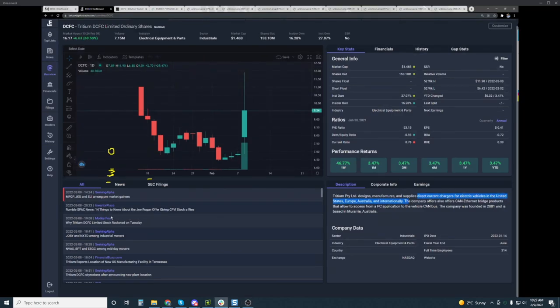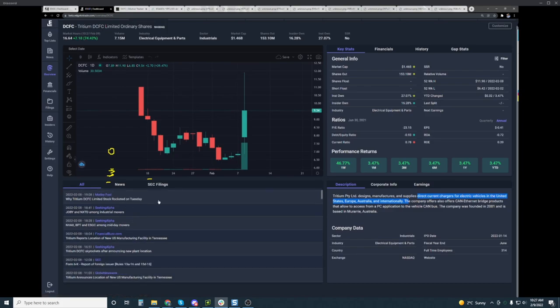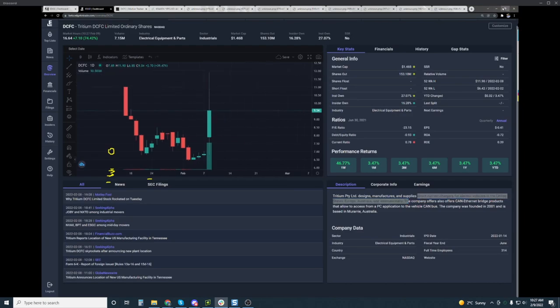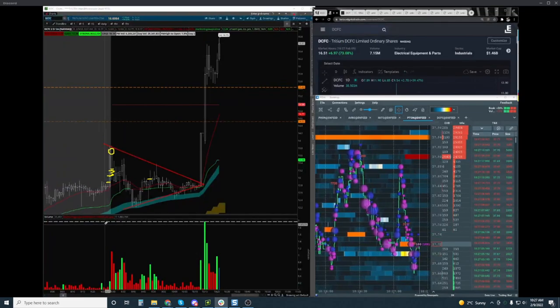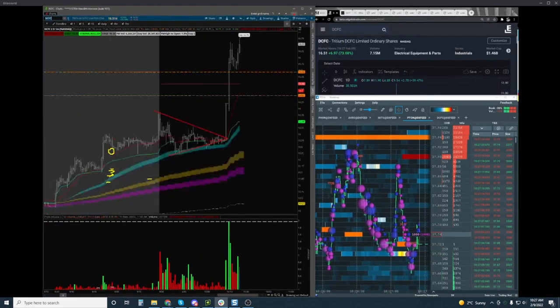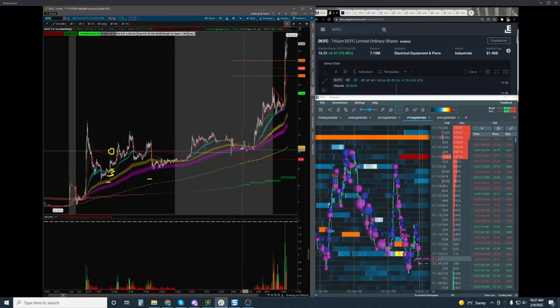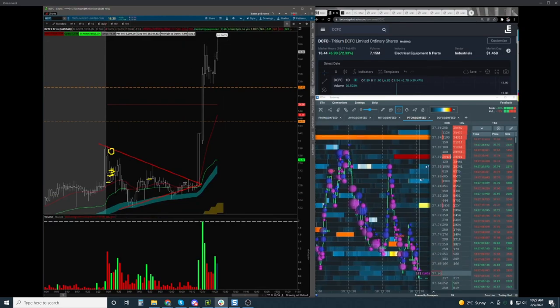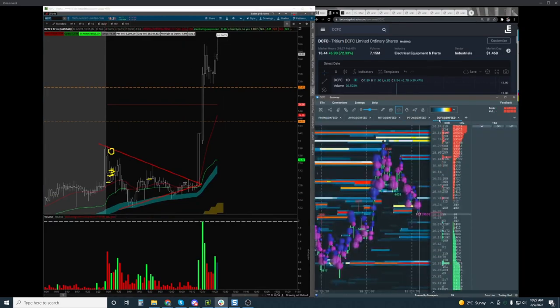And you can see that they had news. Three team reports, location of new US manufacturing facility in Tennessee. And this could probably be a very good former runner today because it's already at 16.50. So let's check together over here. 16.50. And this morning we were at 12. In pre-market trading, we were down here at 10. So it's already up 70%. Not bad, right? Not bad over here from the early morning.